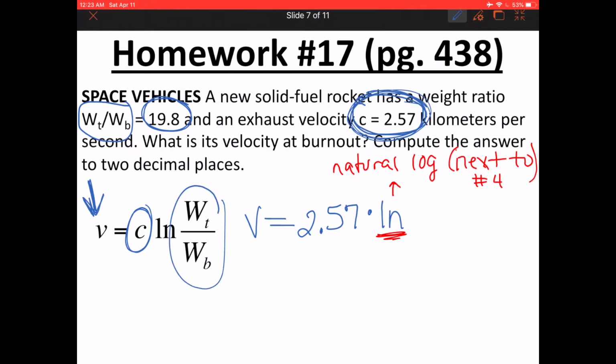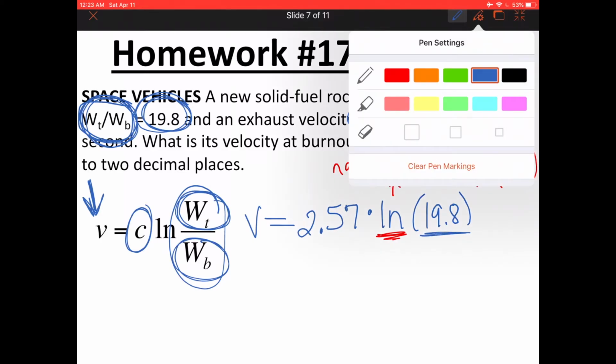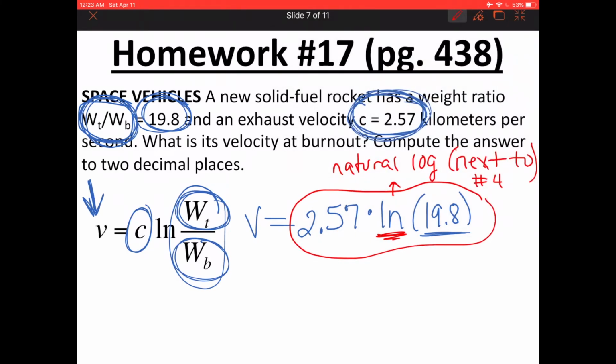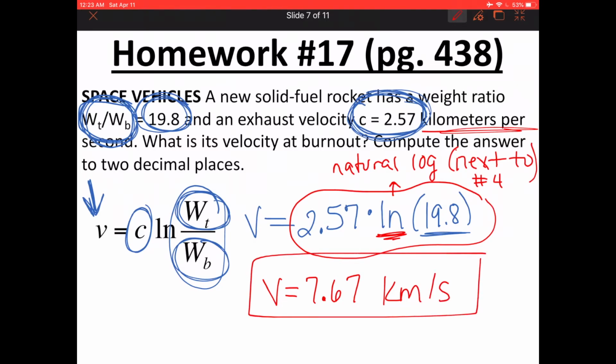Now for Wt over Wb, they do not give us separate values, but they give us the entire ratio. They say Wt over Wb is 19.8, so I just put 19.8 here, because that represents the entire ratio Wt over Wb. So now I can just put all of this pretty easily right into my calculator. You don't have to worry about any extra parentheses or anything like that. So what I end up with for my velocity is 7.67, and because the question used kilometers per second, that is going to be my units. The velocity of this rocket at burnout would be 7.67 kilometers per second. So still moving extremely quickly.